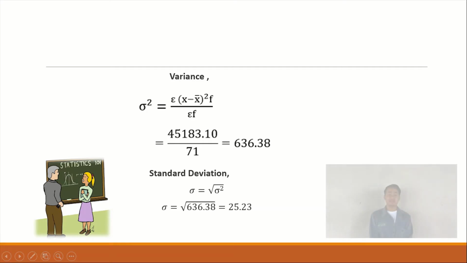Now we calculate the variance. The variance formula is sigma squared equals the summation of (x minus mean) squared times f, where f is the frequency, divided by the summation of frequency, and we get the answer 636.38. And we go to the standard deviation. As we know, the standard deviation is the square root of variance, so we get the answer 25.23.